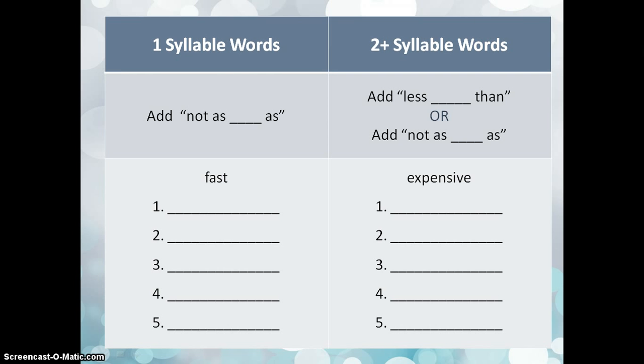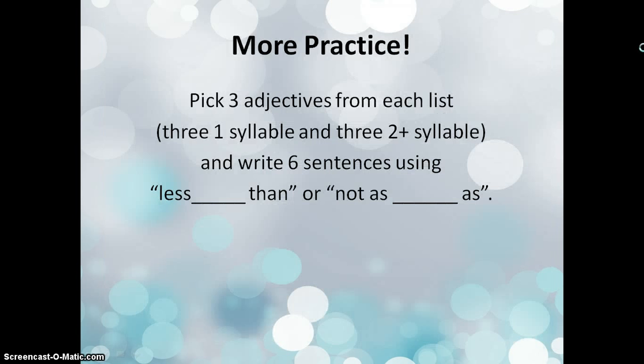Okay, welcome back. So, I hope you made your list with 5 one-syllable adjectives and 5 2+ syllable adjectives, because now we're going to do an activity with those words. So, for more practice, I want you to pick 3 adjectives from each list. So pick 3 one-syllable adjectives and 3 2+ syllable adjectives, and write 6 sentences using less than or not as as. Here's an example for you.